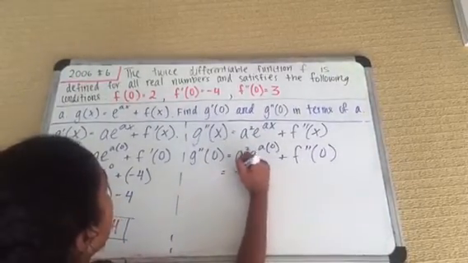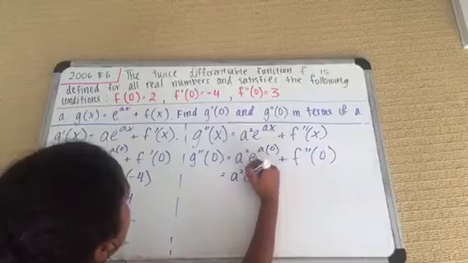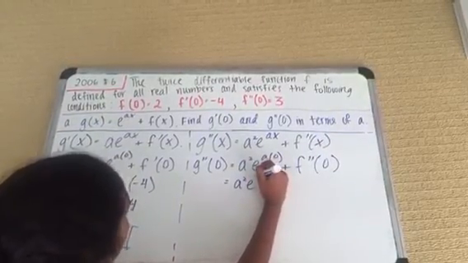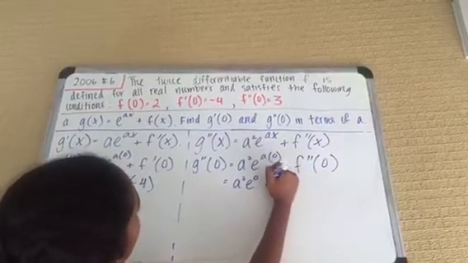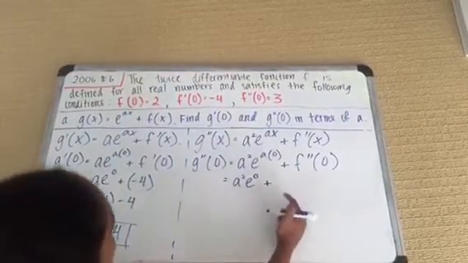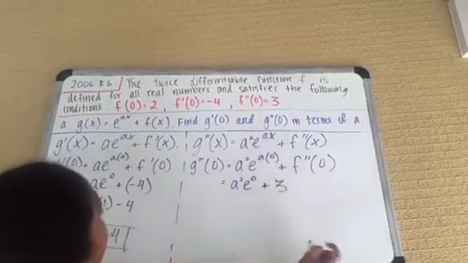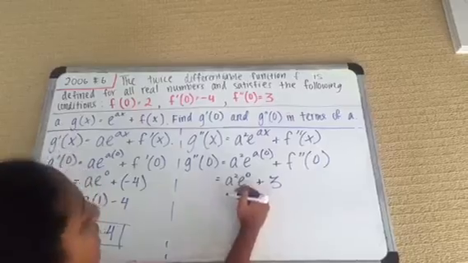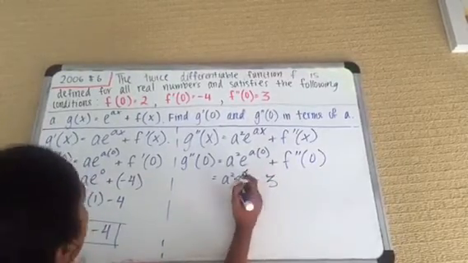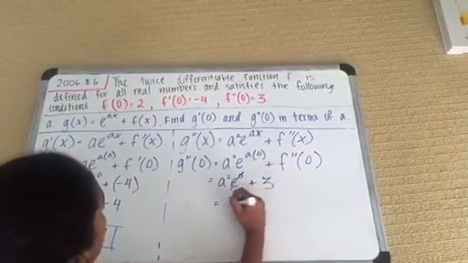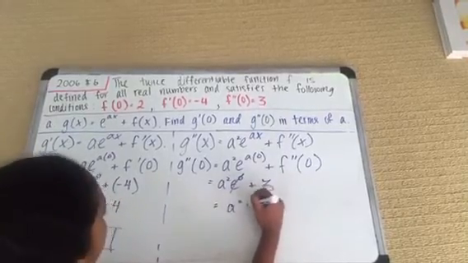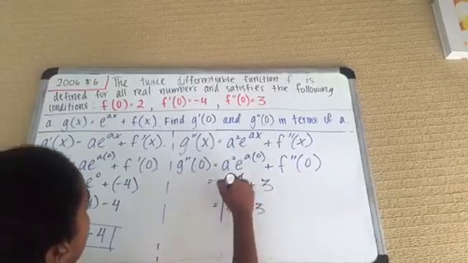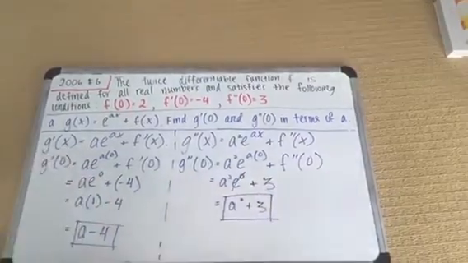This equals a squared e to the a times 0, which is 0, and then plus f double prime of 0, which equals 3 from the given. And we can cross this out because e to the 0 is 1, and 1 times a squared equals a squared, and we have a squared plus 3. Now we are done with part A, and we can move on to part B.